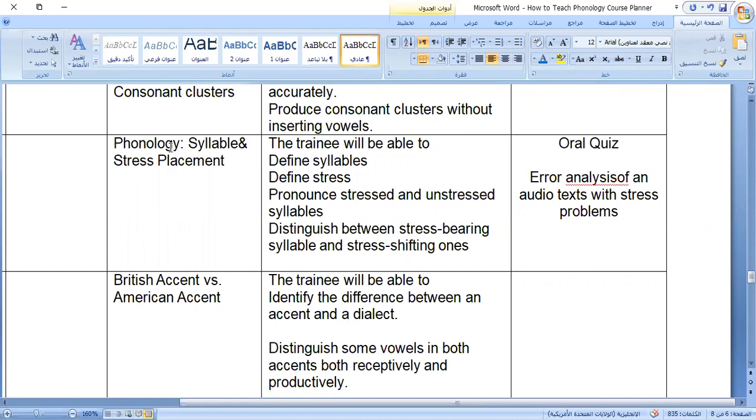الفونولوجي قلنا إن هو إيه؟ the patterns، إزاي الأصوات دي بتتداخل مع بعض وبتتركب مع بعض وتعمل إيه؟ combinations أو patterns. أوكي، فهنا في الفونولوجي syllable and stress placement. The syllable we study, syllable and stress placement. The trainee will be able to define syllables, define stress, pronounce stressed and unstressed syllables, distinguish between stress-bearing syllables and stress-shifting ones.